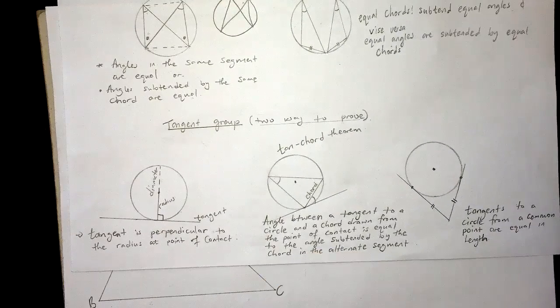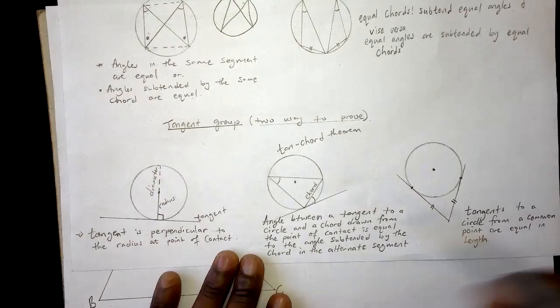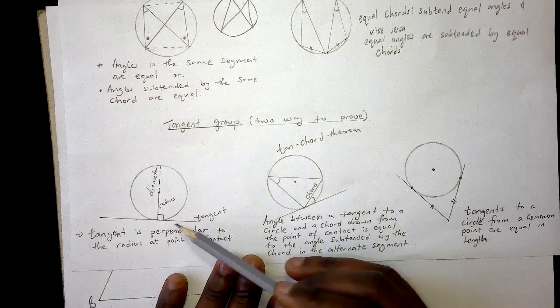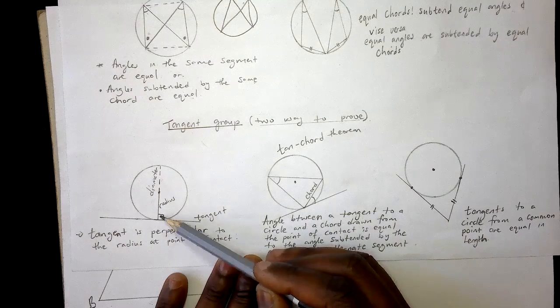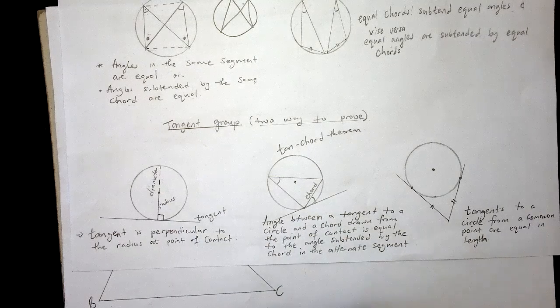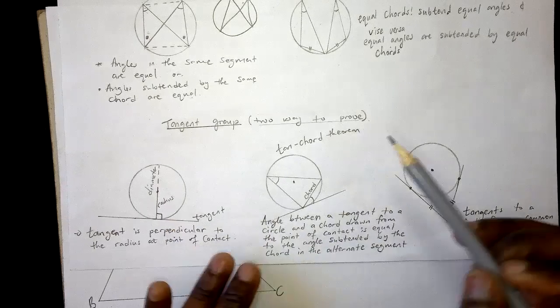Then let's move on to the tangent group. Now, when you look at the tangent group, you have two ways to prove what is a tangent. The first thing here: a tangent is perpendicular to the radius at the point of contact. So as long as you're able to prove that these two are perpendicular here, it means that it's actually a tangent. It forms 90 degrees with the radius.